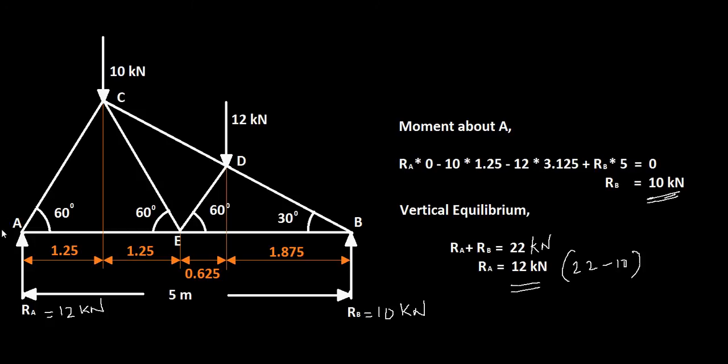If you consider the joint A here, you have a reaction A, 12 kilonewton, and two forces on member 1 and member 2. And if you consider joint B, you have 10 kilonewton and two forces on these two members. So let's consider the joints individually.